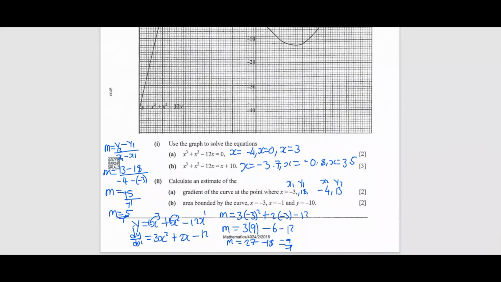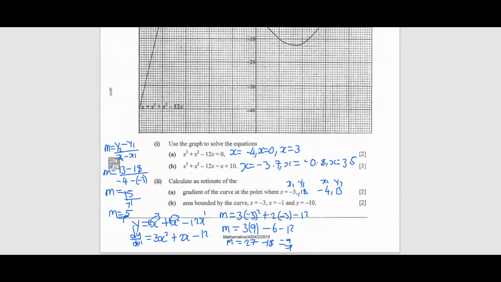So the derivative will give us the actual gradient, but if we use the estimation here, this is just an estimation. That's why it's called an estimation. So the estimation gave us the gradient of about 5. Then the derivative gave us the gradient of the value 9.